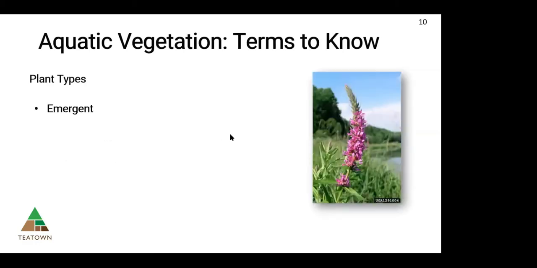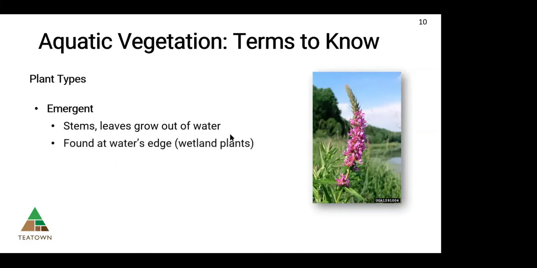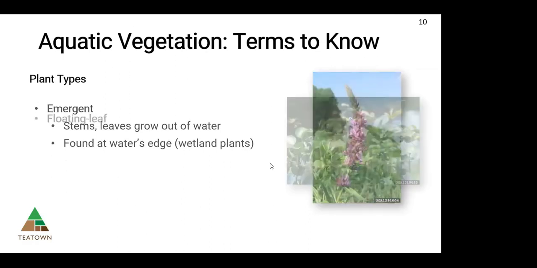We've got emergent plants. These are going to be plants that have their stem and leaves primarily out of the water. They do need wet feet. They're found at the water's edge. These are more wetland plants. This is an invasive wetland plant, it's purple loosestrife. But we've got some good wetland plants, like pickerel weed is a great one.